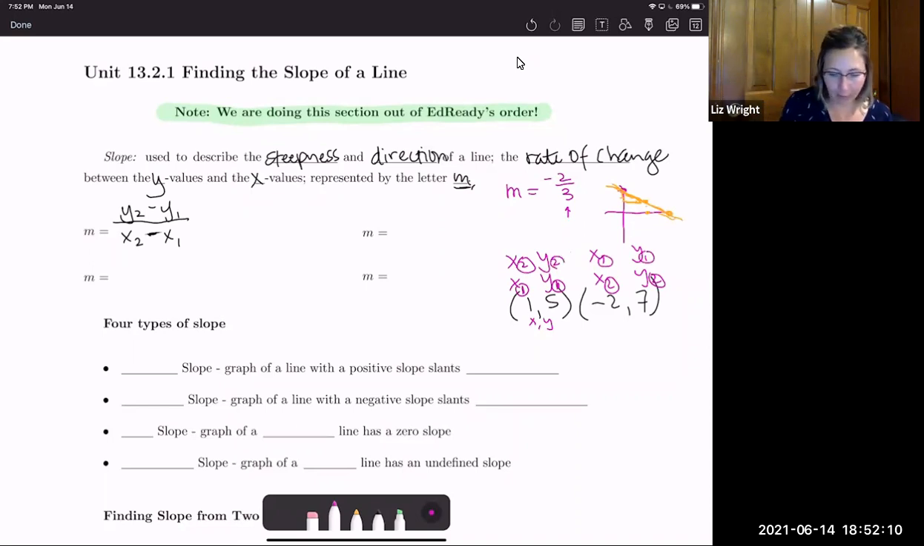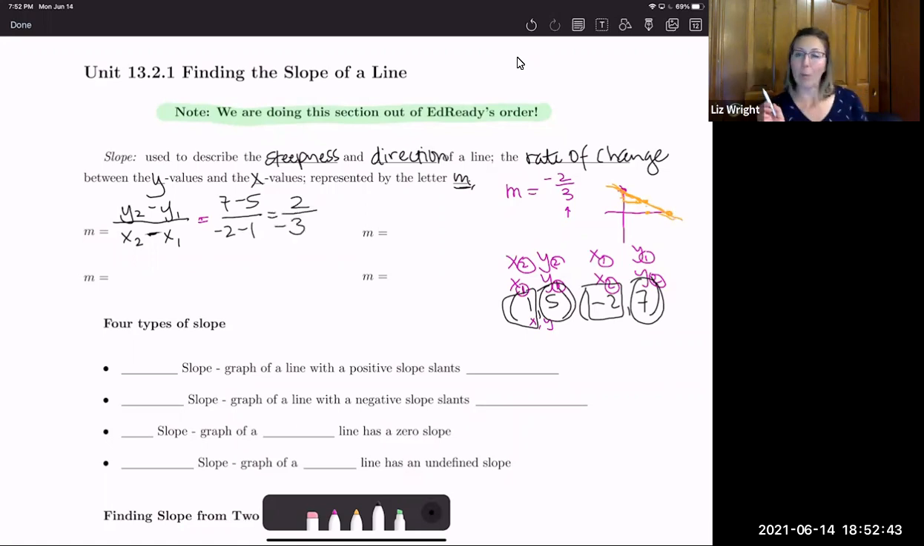So in that case, if we are using this formula to find our slope, I'm going to do y2 minus y1. So I'm going to do 7 minus 5 all over x2, negative 2 minus 1. So up here, 7 minus 5 is 2. And then negative 2 minus 1 is negative 3. And so my slope on that one is going to be negative 2/3. That was totally a coincidence that I ended up with the same one that I gave you over here.